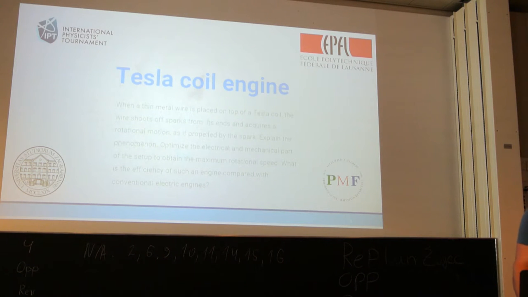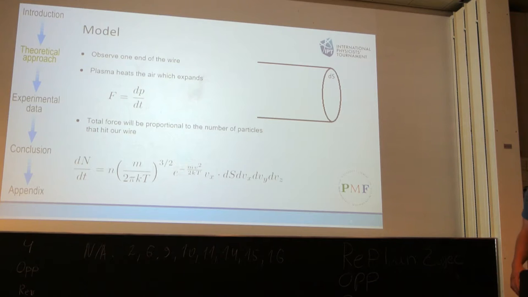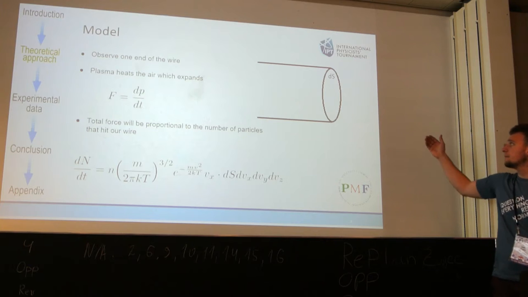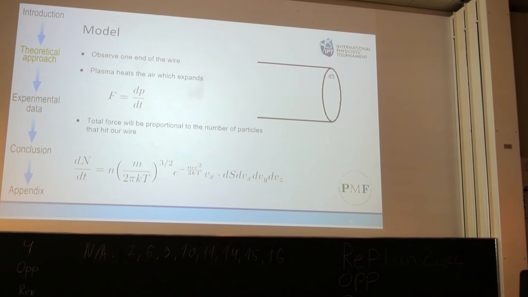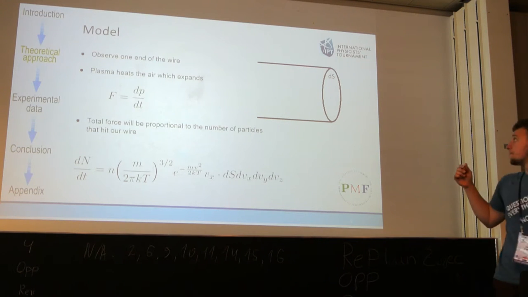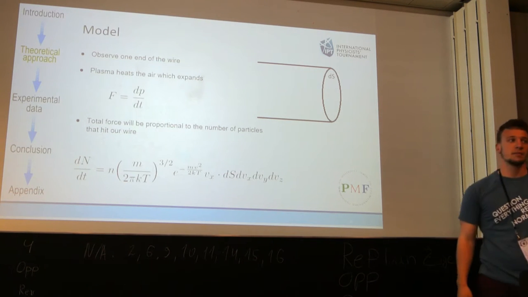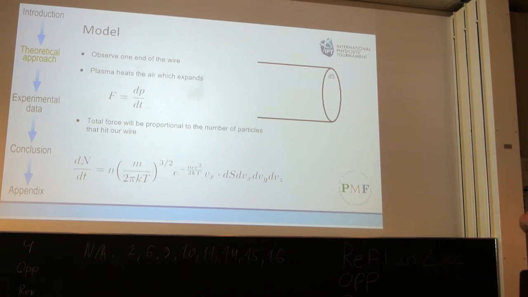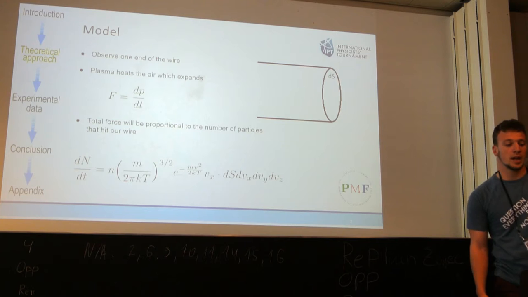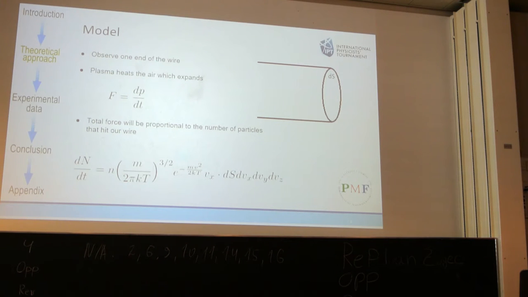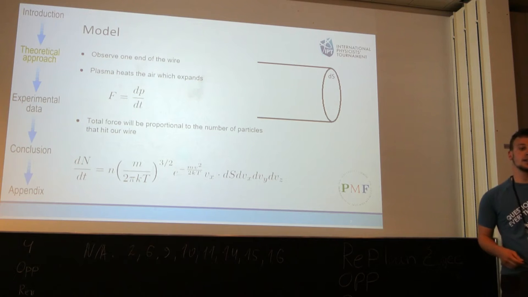So to start with, we will start with a theoretical model. We observe one end of the wire with some area, and when we put a wire on a Tesla coil and we turn it on, a huge voltage becomes available, and the air ionizes and becomes conductive. We then observe a plasma which heats the air, and then the air expands, and we are investigating the force that occurs.